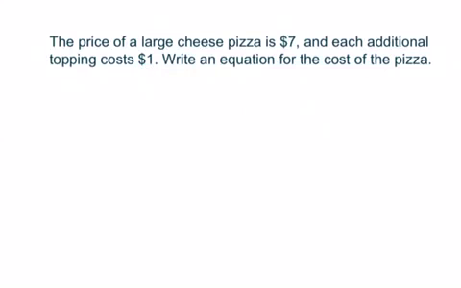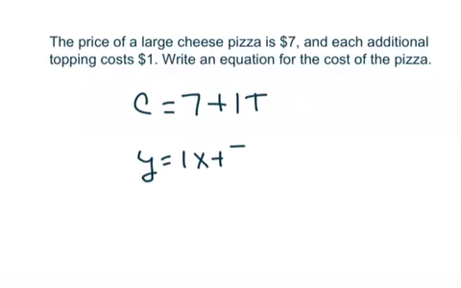Okay, so the cost of the pizza, this is a problem we've seen several times, is going to start at $7, but it's going to be an additional $1 for every topping. So if it were one topping, then the cost would be $8. Okay, so writing this in slope-intercept form, we can write this as y equals 1x plus 7.